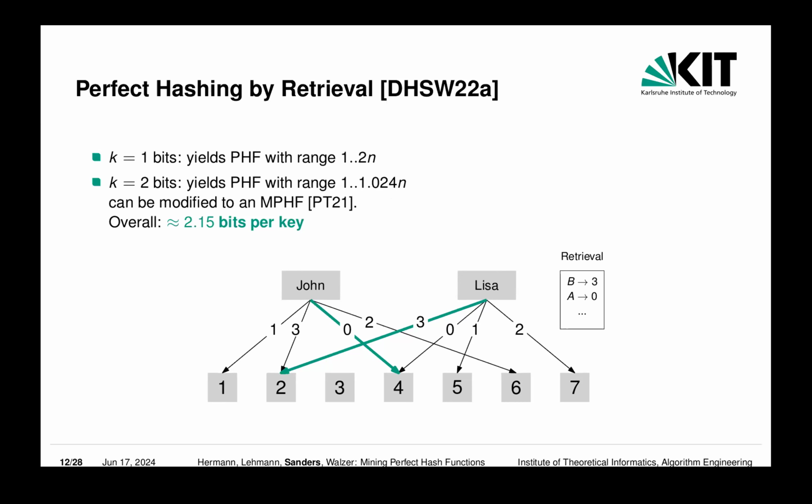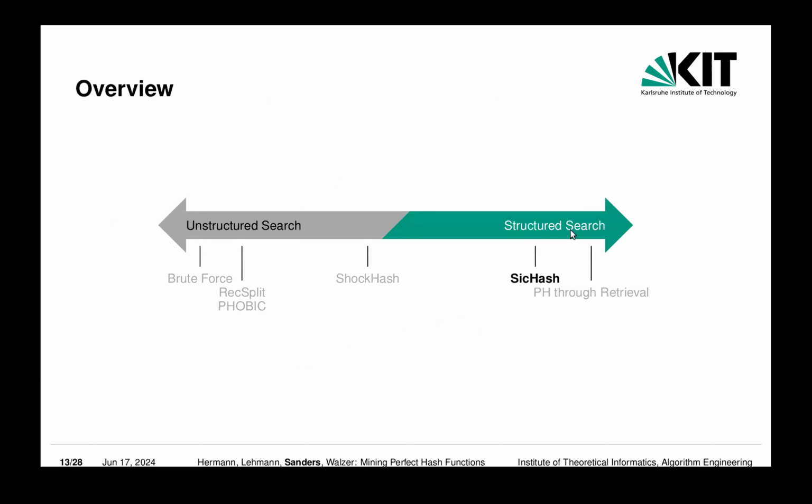And there's a trick to create such a non-minimal hash function that uses relatively little space, and also on average little time. Overall, that gives us a minimal perfect hash function with about 2.15 bits per key. So it's pretty close to 1.44, but not quite there. So let's see, can we move further to reduce space?